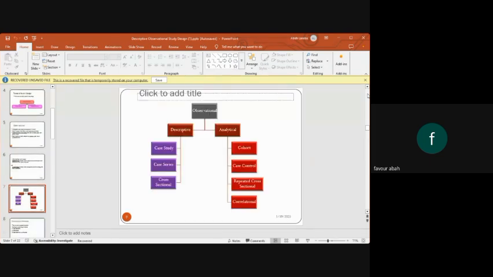Okay. So this is the chart of what we've been talking about. We have observational. Under observational, we have descriptive and analytical. Under descriptive, we have case study or case reports, case series, and cross-sectional. While under analytical, we have cohorts, case control, repeated cross-sectional, and correlational. So we are going to be looking at the case reports, the case series, and the cross-sectional tonight. Those are the three kinds of study design under descriptive research design.